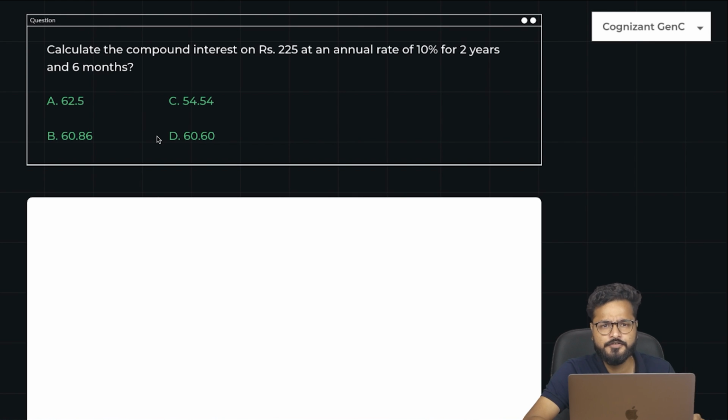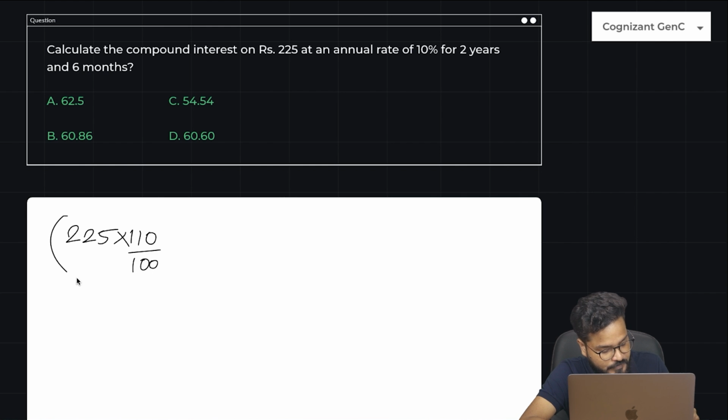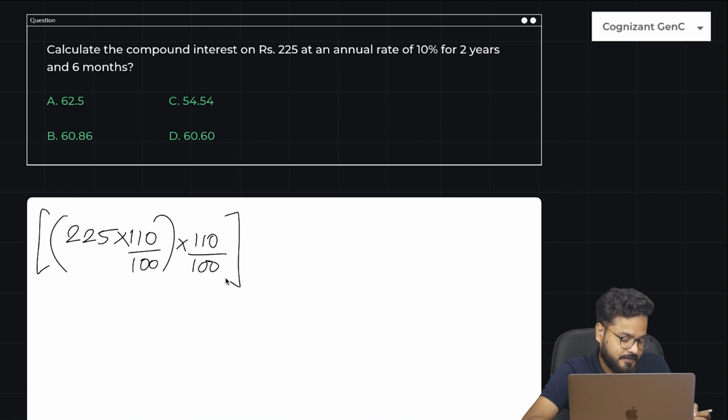There could be another way of solving this problem as well. The amount was 225 principal amount. For the first year, the interest would be 110 by 100. This would be the principal amount for the start of the second year. In the second year, the interest would again be 10%, so 110 by 100. This would be the principal amount for 2 years.